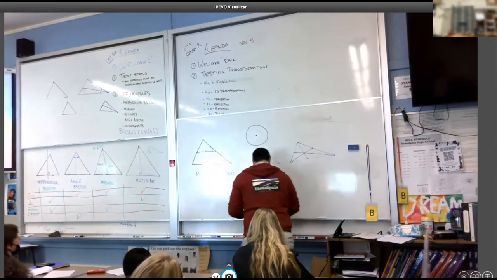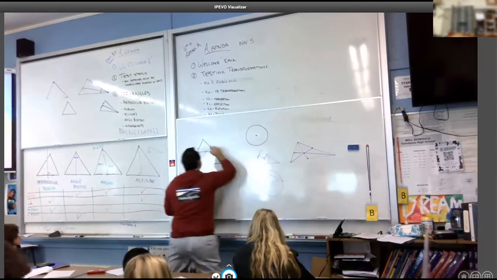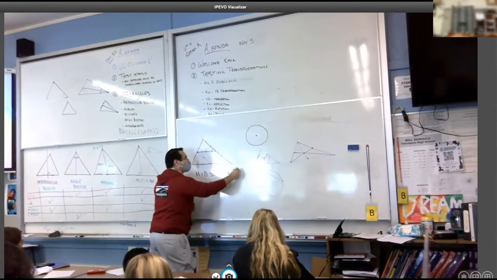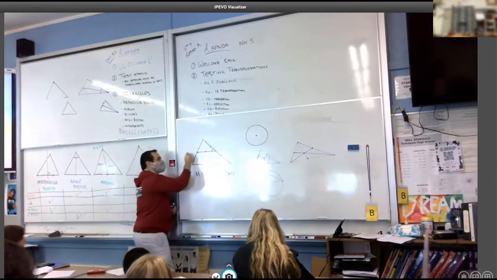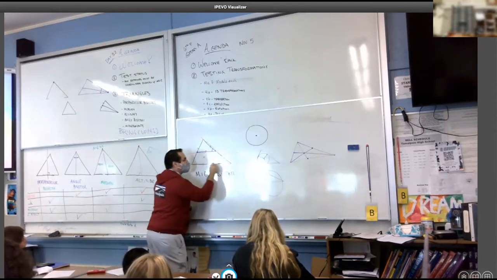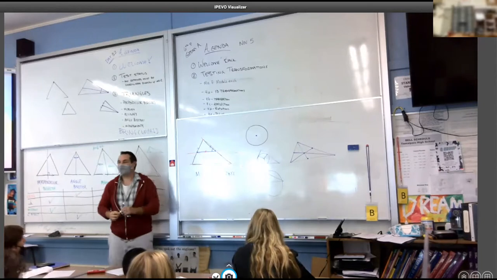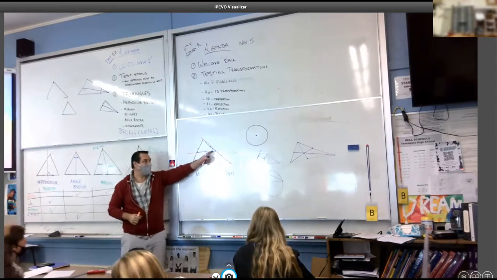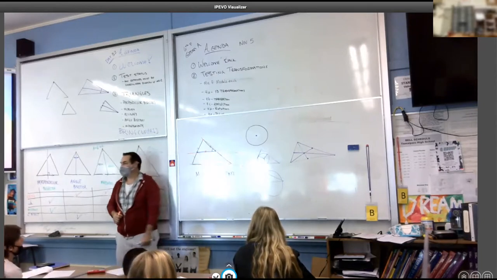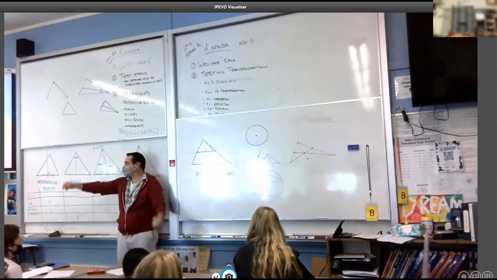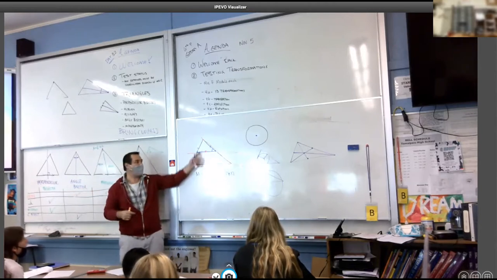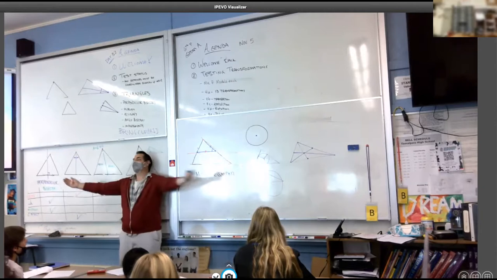And if this is like a transversal, cutting through those 2 lines, and these 2 angles are the same, what kind of angles are they? Corresponding angles. If corresponding angles are congruent, what's true about these 2 orange lines? They're parallel.